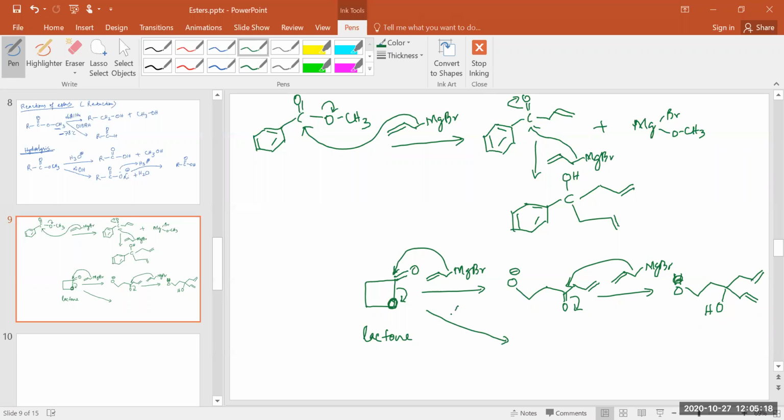So similarly, if you use lithium aluminum hydride, what will happen? The ring will open and it will be a diol. And suppose, let's say, this color coded hydrides, then you have hydrogens here, those two will take the position of the carbonyl.